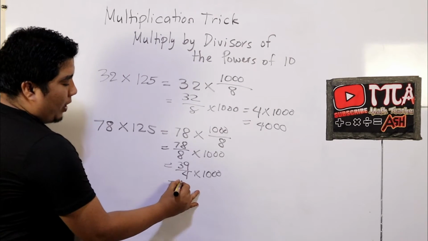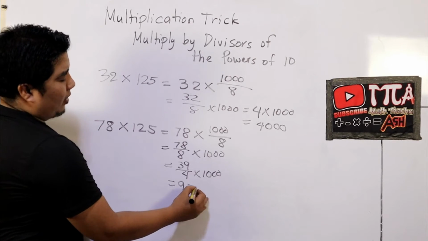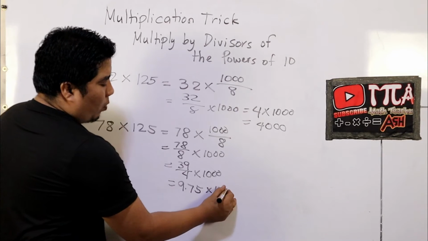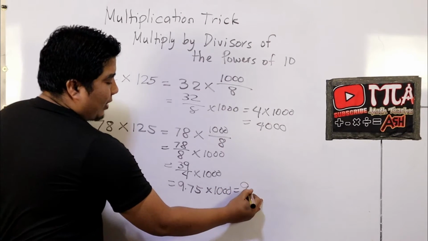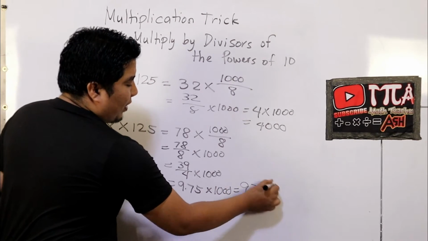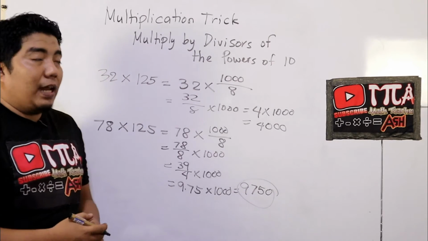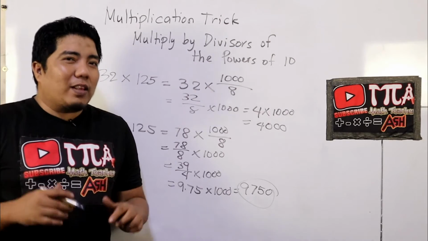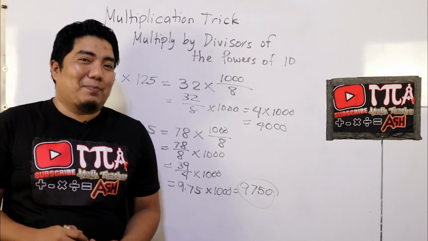And the answer would be 9.75. And then, you multiply it by 1,000. So you will have 9,750. And that will be your final answer. Easy, right? Now, how about another 2 more examples?